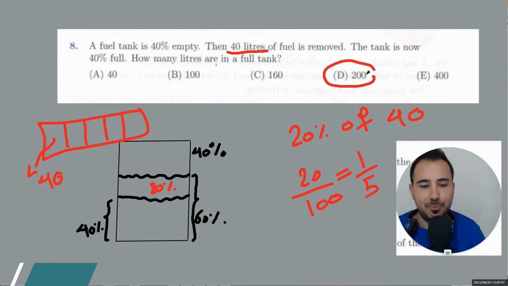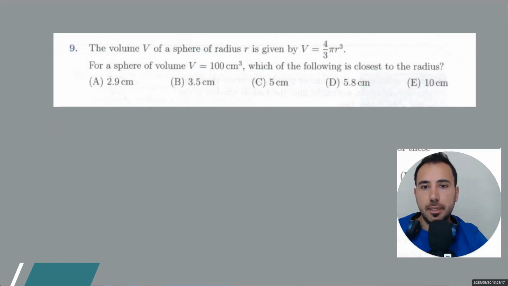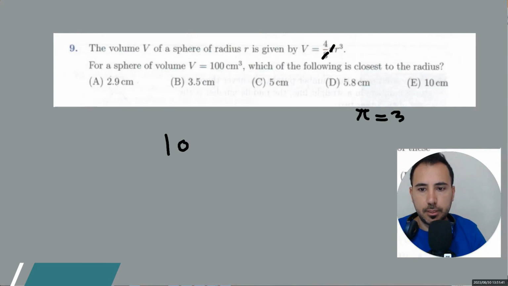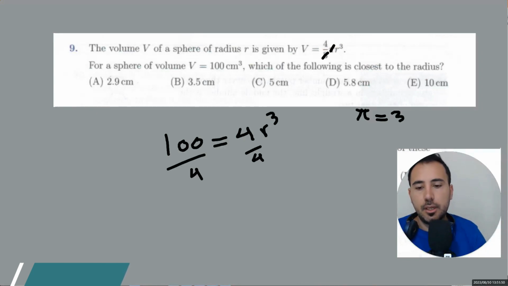Okay. So the volume V of a sphere of radius r is given by this formula. For a sphere of volume V equal to 100, which of the following is closest to the radius? Okay, so we're going to assume pi is equal to 3. If that's the case, we're going to cancel this 3 by this pi. So it's going to be 100 is equal to 4r cubed, dividing both sides by 4, we get 25 is equal to r cubed.